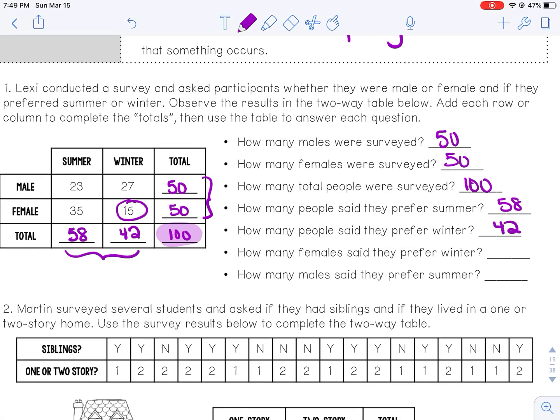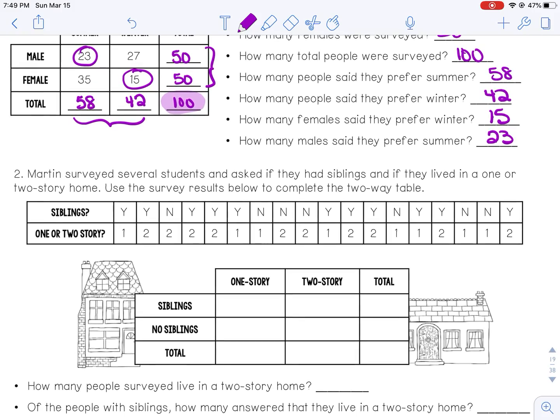How many females said they preferred winter? So you're going to go right in here and look at that. And that's going to give you 15. And then the last one, how many males said that they prefer summer? And we're going to go right here to find that. Okay, so once you have the table completed, those are pretty straightforward questions that you can answer.